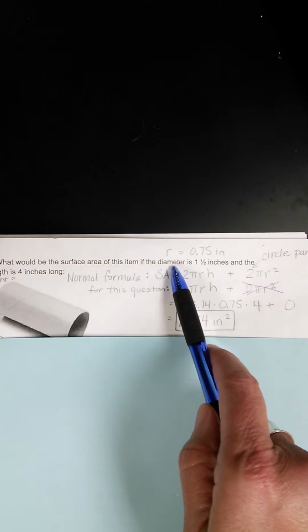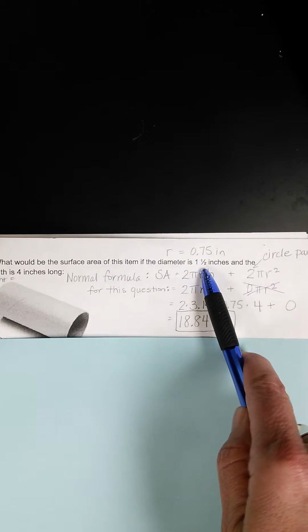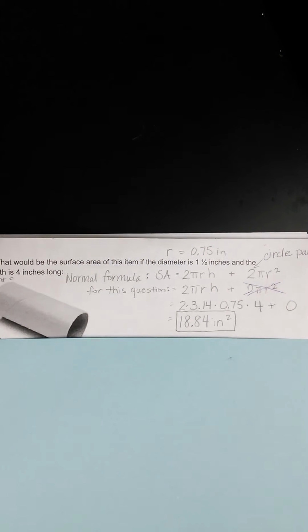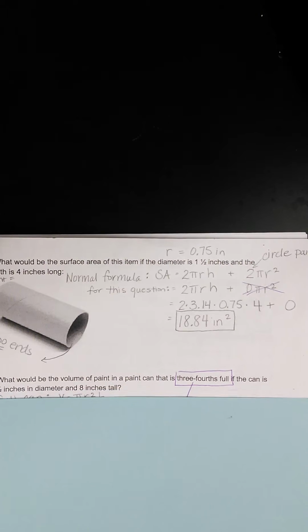By the way, they did say that the diameter is 1.5 inches, so the radius would be 0.75, and I am just converting any fraction to a decimal so that I can easily use it.